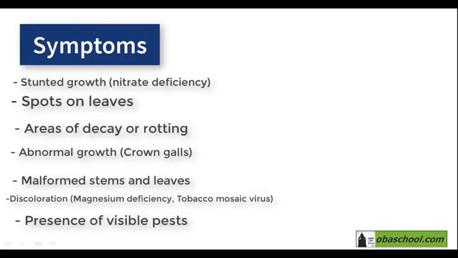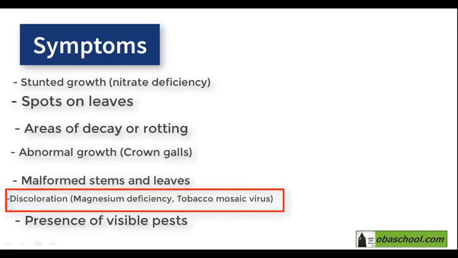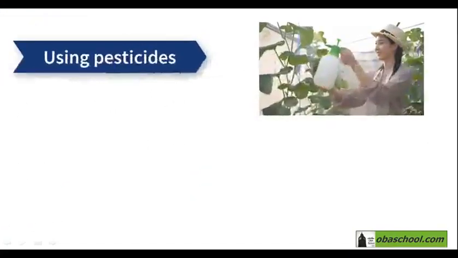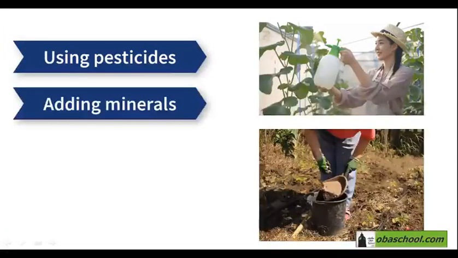Identifying plant diseases is not easy. Many diseases give similar symptoms. However, it is very important to identify the cause of problems in plants. Some can be treated using pesticides or antifungal treatments. Mineral deficiencies can be treated by adding the minerals and fertilizer to the soil. But the sooner the treatment starts, the more likely it is to be successful.